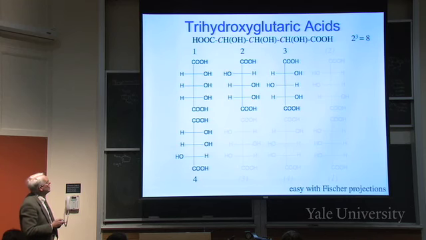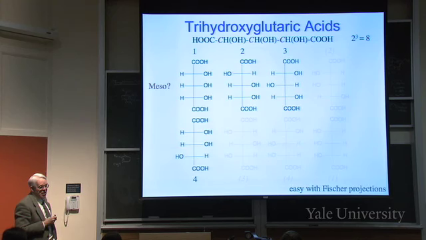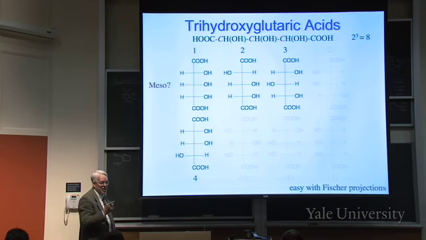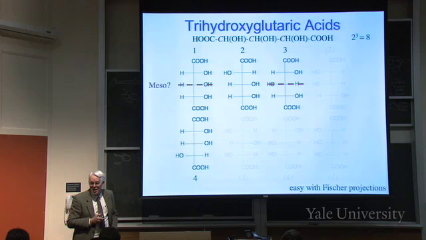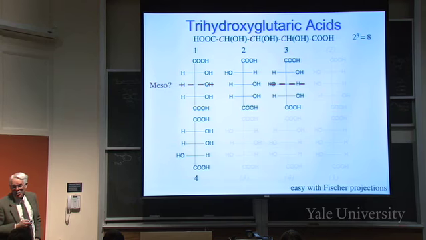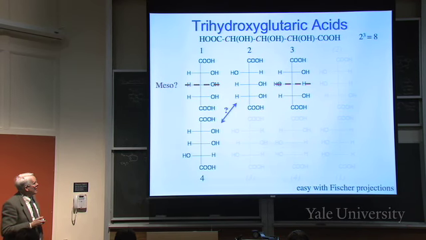Now, what are the relationships? Are any of them meso? Do any of them have mirror planes, so that they're their own mirror image? Angela? 1 has a mirror plane. The top is the mirror image of the bottom. There's the mirror. Any others? 3. Okay, but not 2 or 4. Anything else that you want to note about 2 and 4? Sophie? They're mirror images of one another.